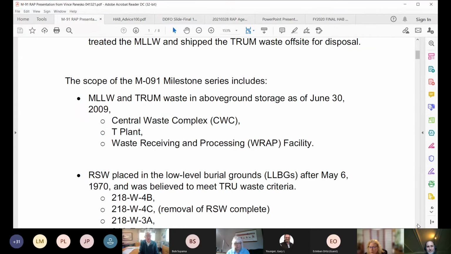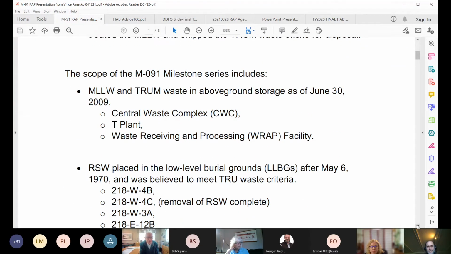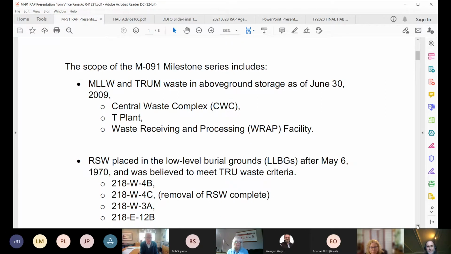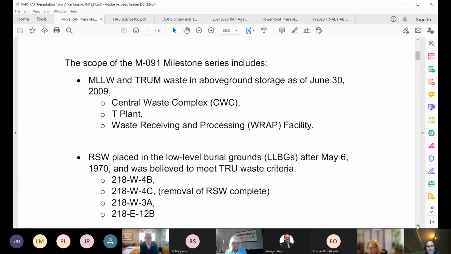Ruth, can you scan down? The scope includes above ground storage as of June 30th, 2009. I don't know why that date is important, but I do know that a lot of the previous Hanford advice was at the Central Waste Complex, T-Plant, and the RAP. There was lots of storage of mixed low-level waste that had to be moved and analyzed. And by the way, WHIP was shut down. They had a couple of incidents there. I'd love to talk to you about it.